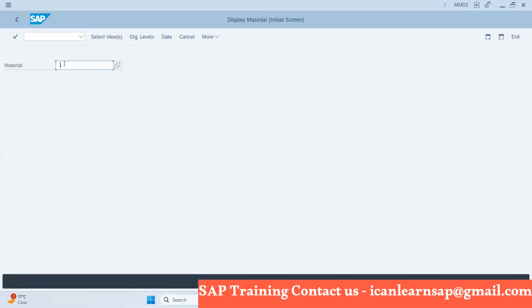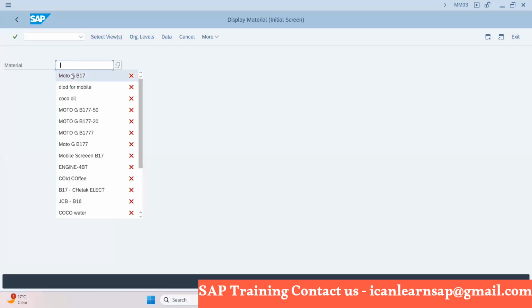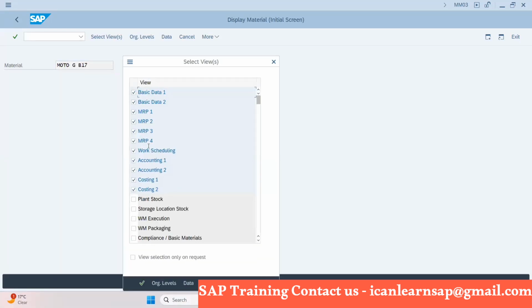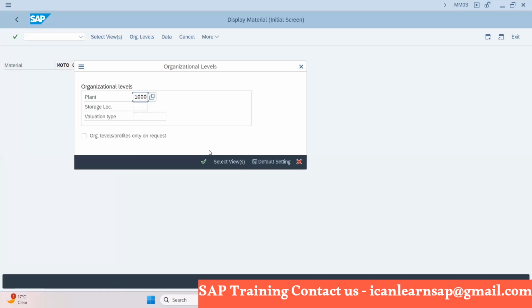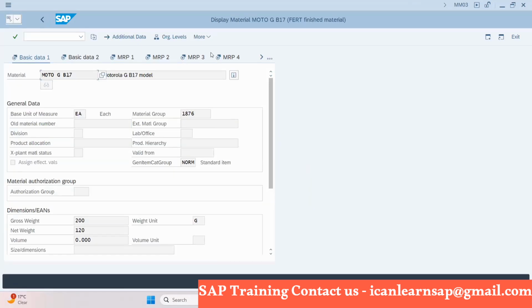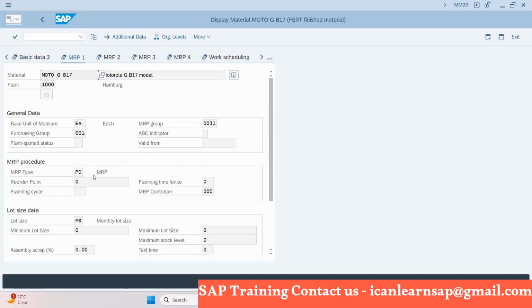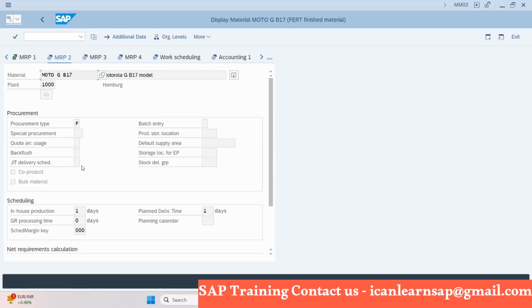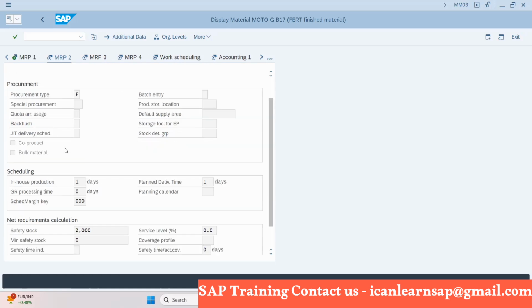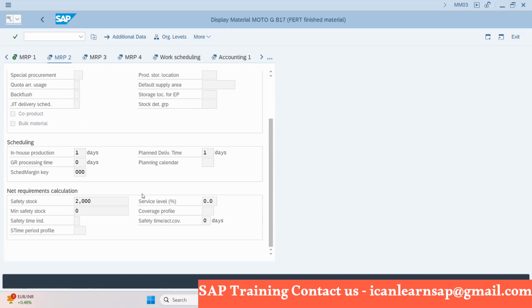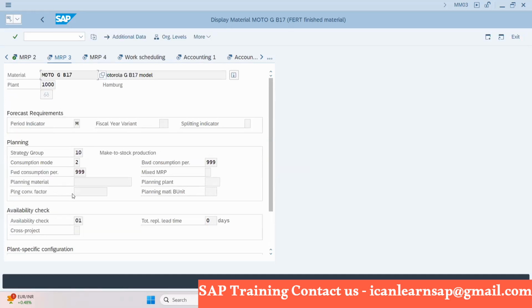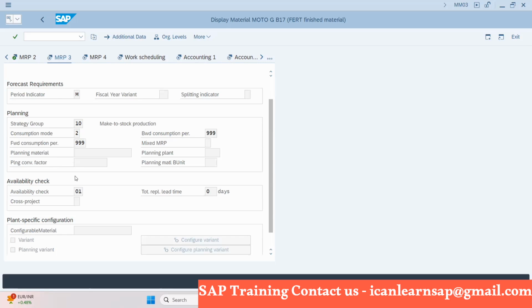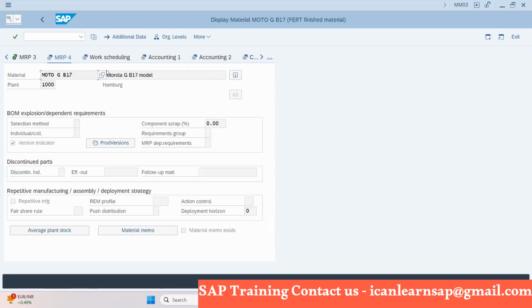When you go to Material Master for any material, they have these different types of scrap available. If you go to MRP, you can see it in this scrap. Components scrap and assembly scrap are available in the master.